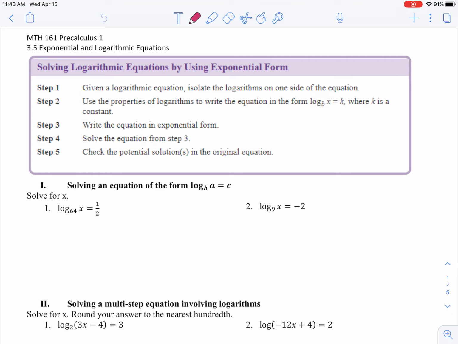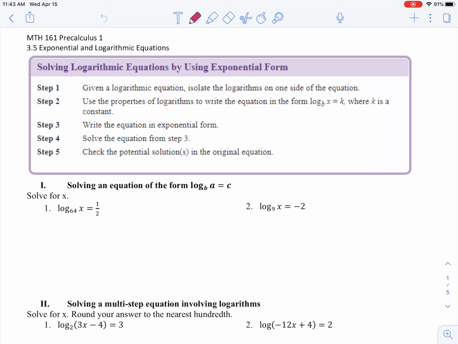So step 1, given a logarithmic equation, we're going to isolate the log on one side of the equation. So if you have log on both sides, you want to make sure that we put all these log expressions on the same side. I usually put them on the left side. Step 2, if you need to, use the log properties that we went over in 3.4. We're just going to combine them and write them as a single log.